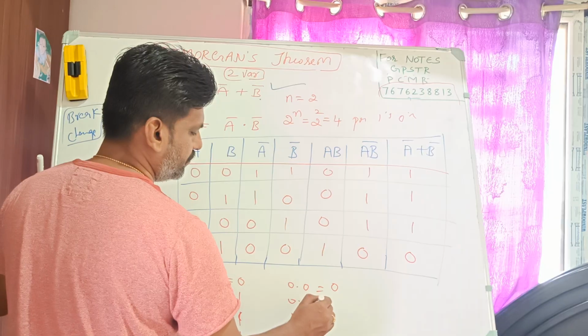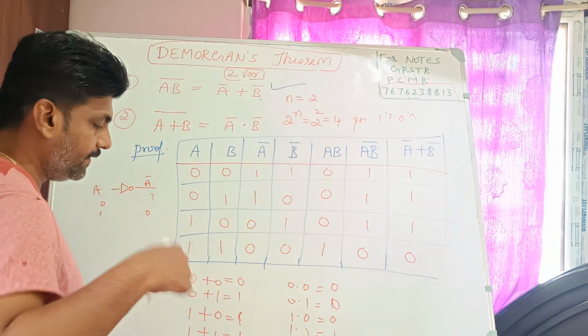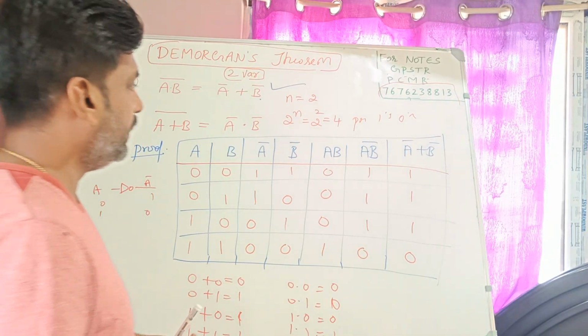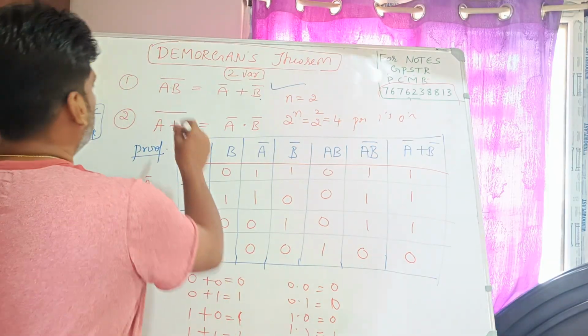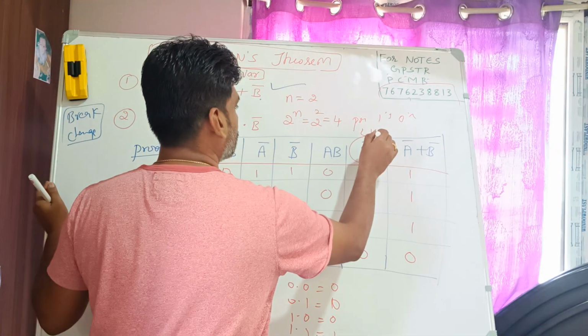0 into 0 is 0, 0 into 1 is 0, 0 into 1 is 0, 1 into 1 is 1. Right? So this is an addition and this is a multiplication. Sorry. So you can look at now LHS. What is LHS? Complement of AB. So complement of AB, this is LHS.